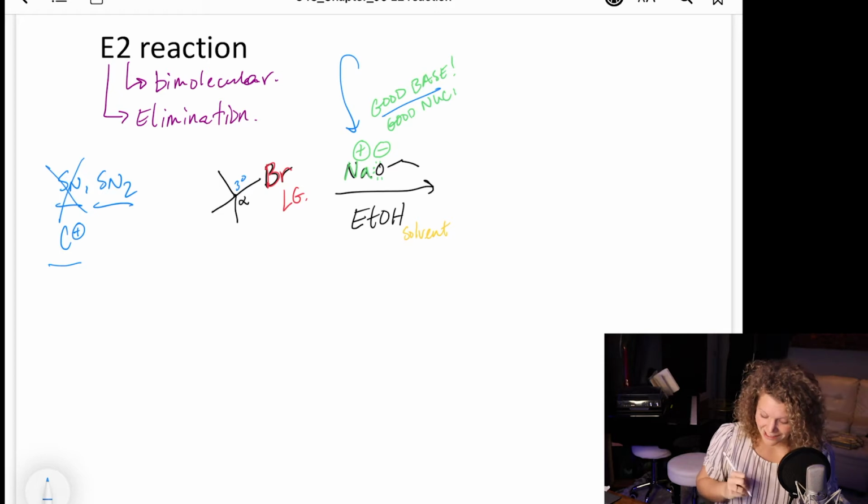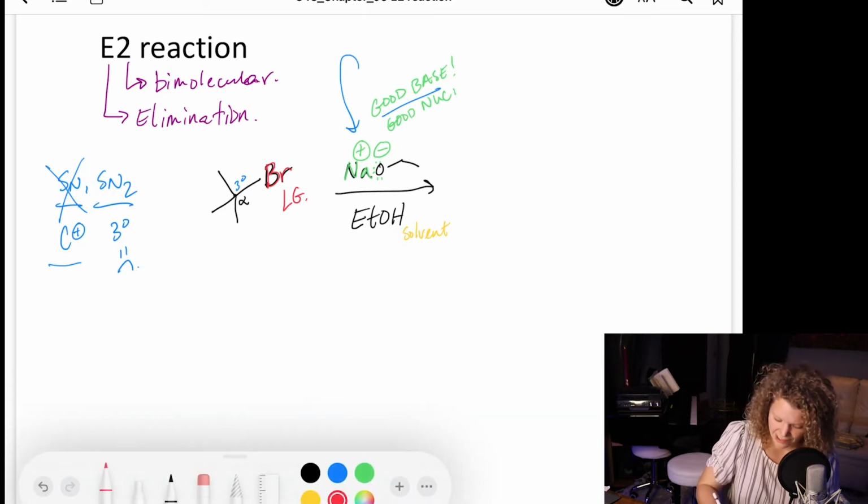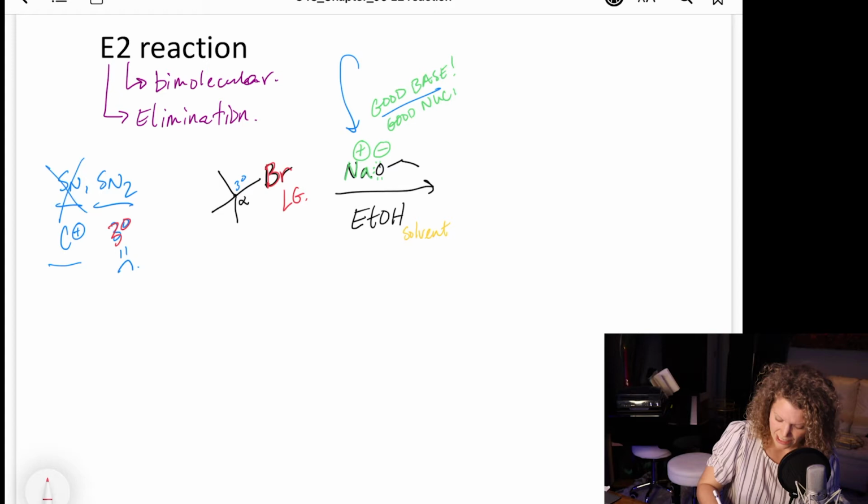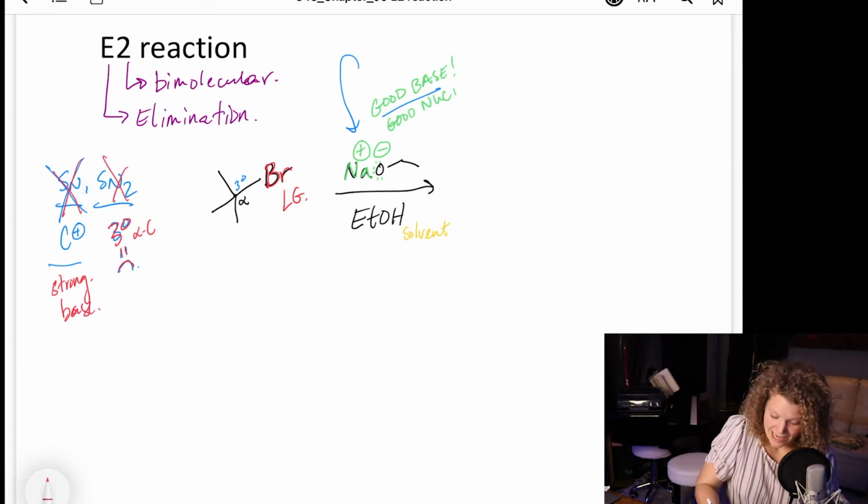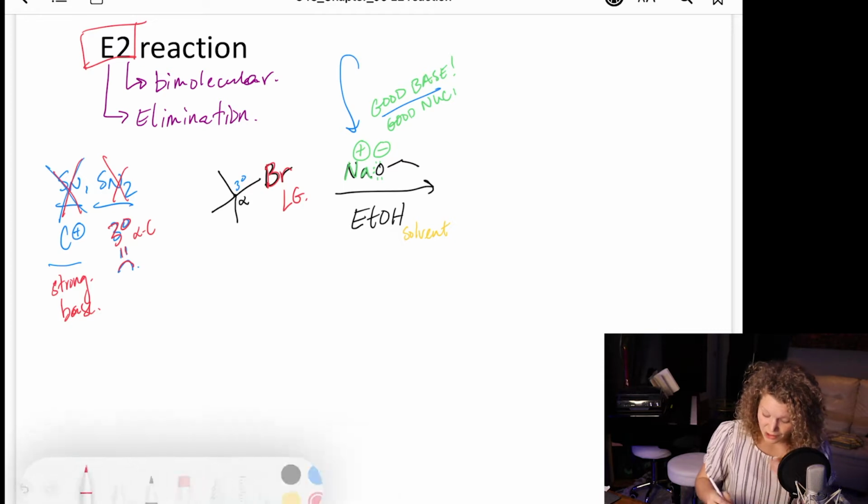Now, if we look at SN2 as an option, the problem here is that tertiary does not work. Okay, so the issue here with SN2 is that tertiary alpha carbons are no good. And the problem with the SN1 is that we have a really strong base. So these are the reasons why neither one of these is going to work. That's why we're going to do an E2. Let me show you the mechanism here.